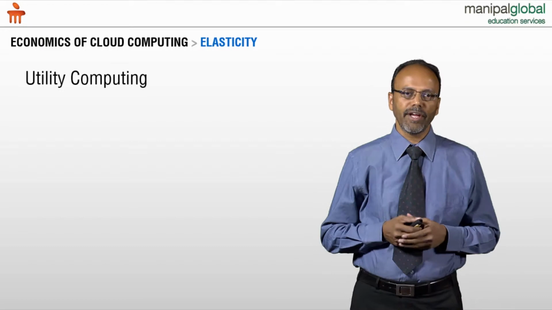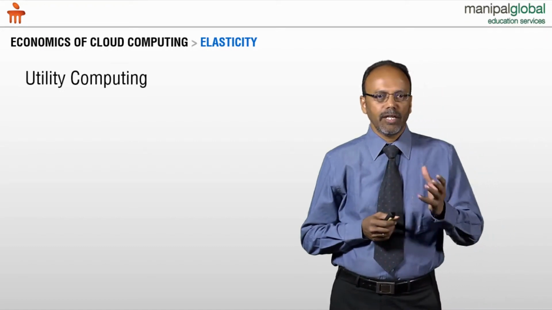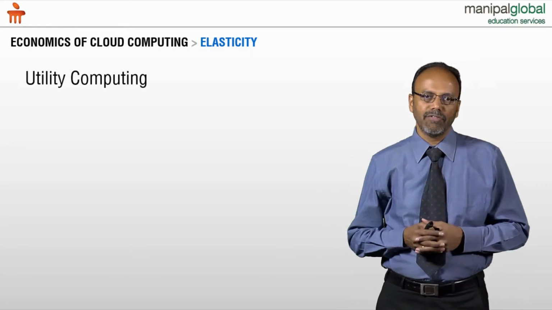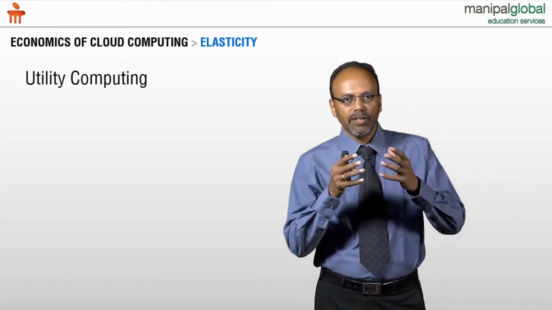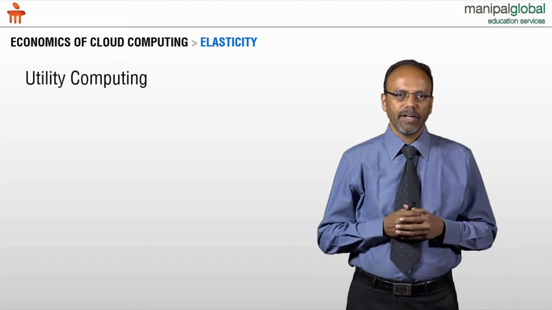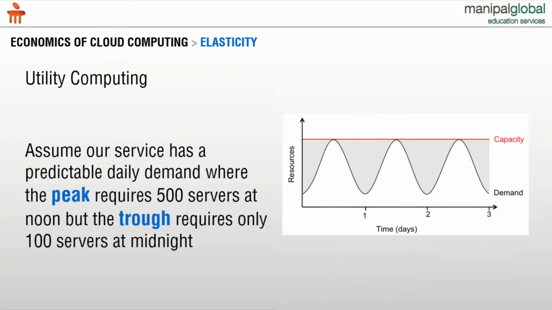Utility computing is something that helps map the need of existing IT infrastructure with respect to the use which is there. Assume that your service has a predictable daily demand where the peak hours require 500 servers at noon, but the demand requires only 100 servers at midnight.